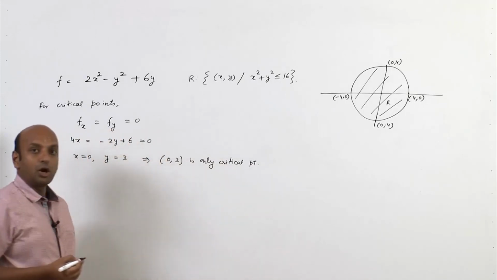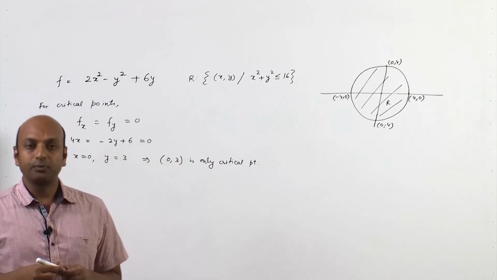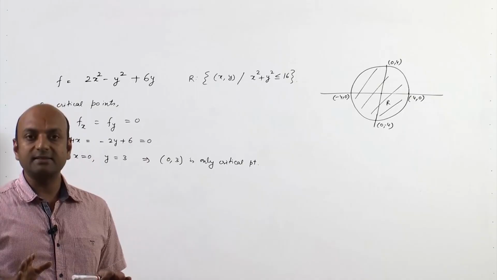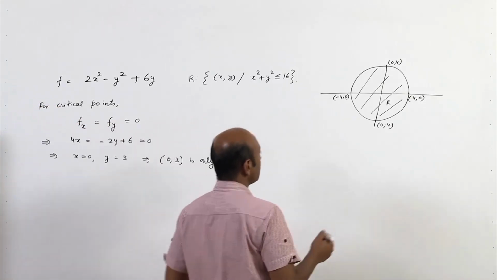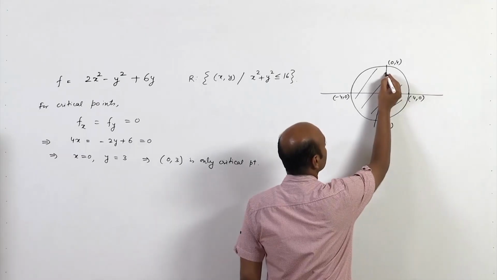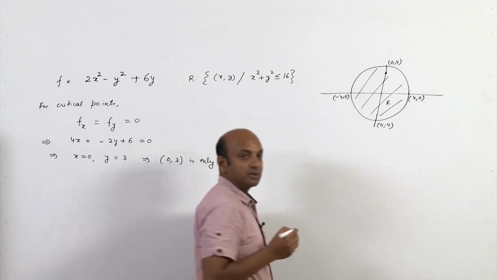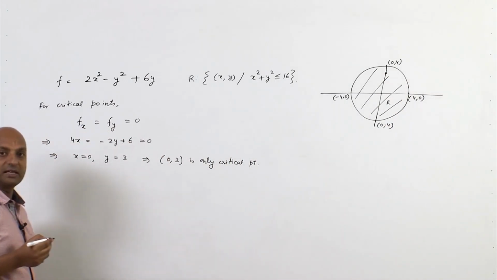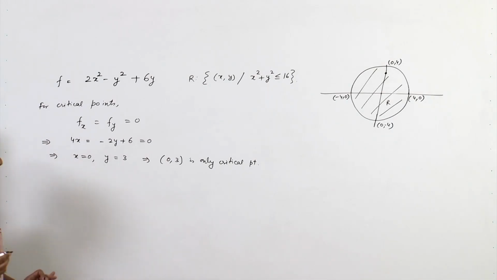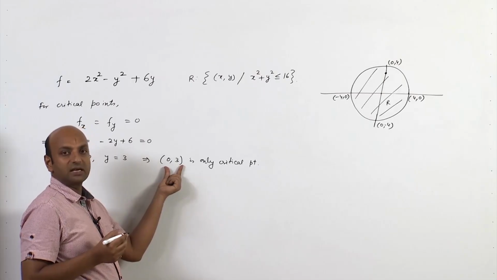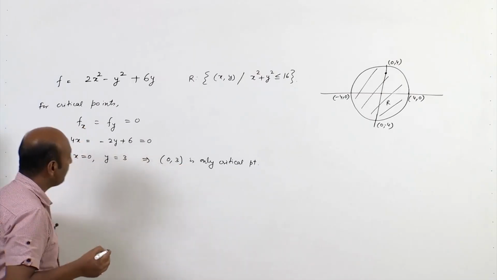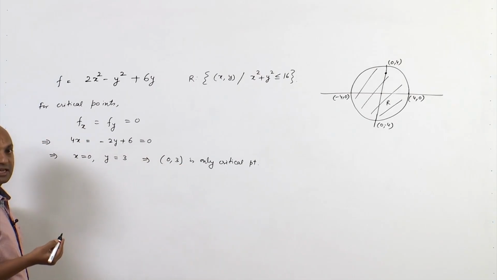Okay. Now, we have to check whether this point lies in the interior of the region R. So, 0 comma 3 is somewhere here. So, yes, this point lies in the interior of the region R. Now, we have to check whether this point is a point of local maxima, minima or a saddle point. So, we find the second order partial derivatives.